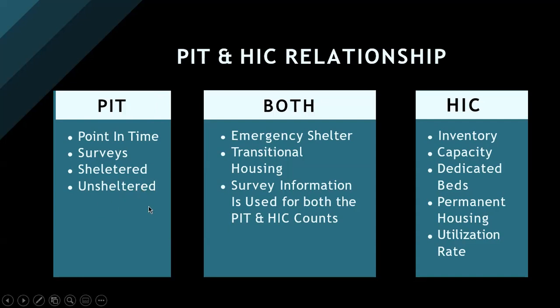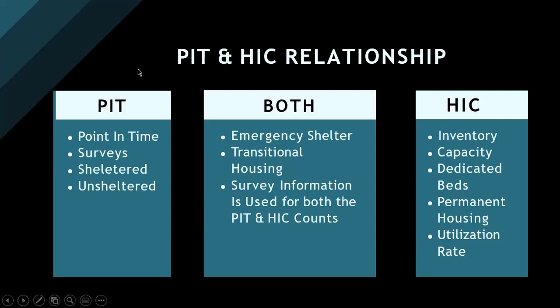The unsheltered is those that are literally on the streets, or in encampments or other places not meant for human habitation. The sheltered count is those that are in emergency shelter and transitional housing, and we count those in our PIC count, and we also count those in our HIC count. So we use those surveys to inform our HIC count as far as how many people are there at that particular time on that day.